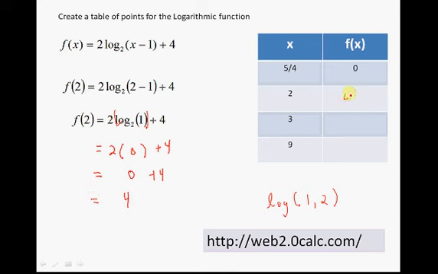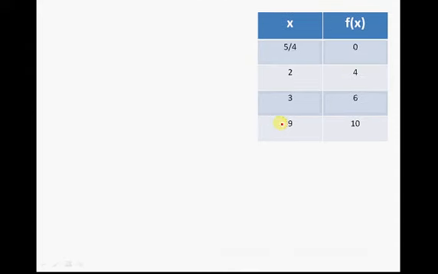So that's 4. And then you just go through the same process for the rest of these numbers. When you do that, you end up with when x is 3, f of x equals 6. When x is 9, f of x equals 10. And then once you have this, and other information about this logarithmic function, then you can graph it. So I hope you found this helpful.